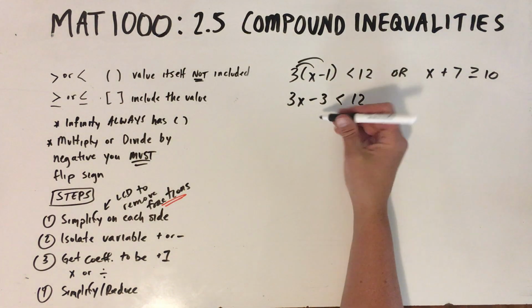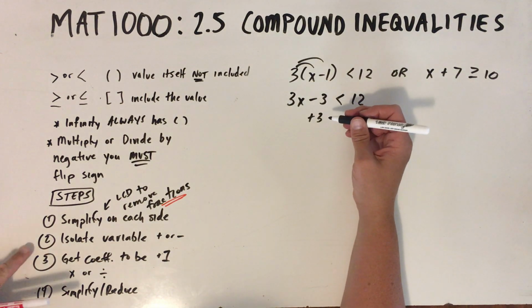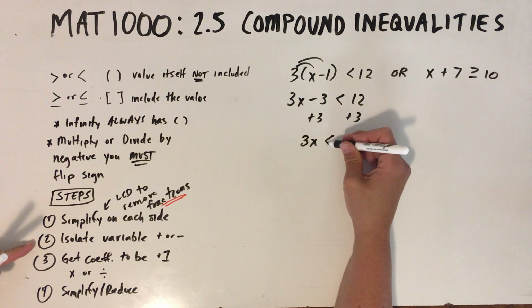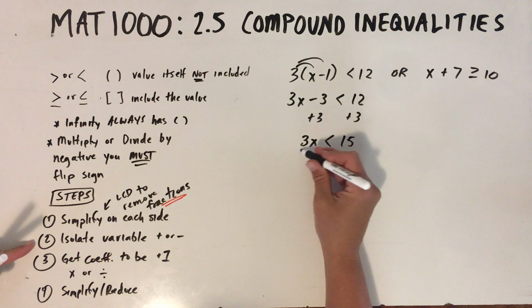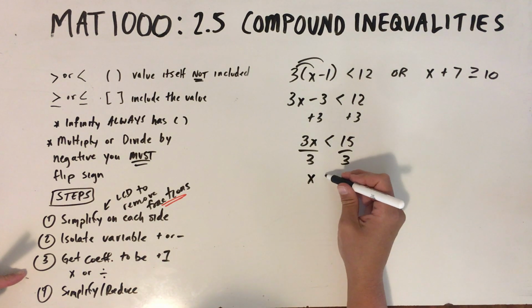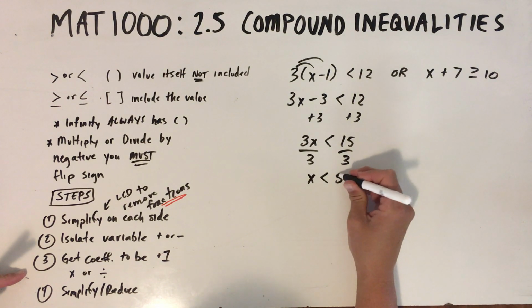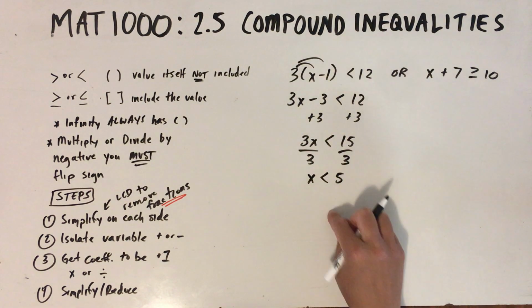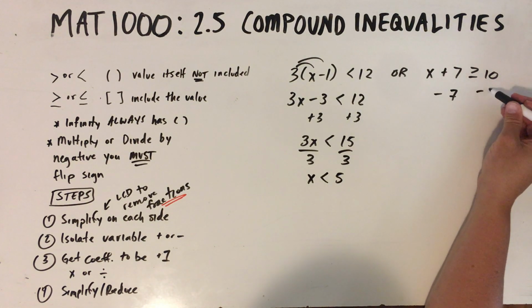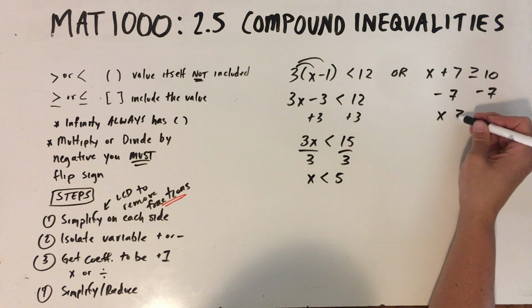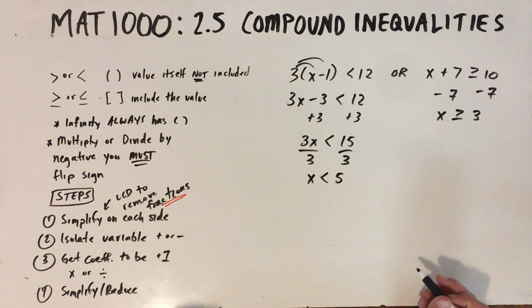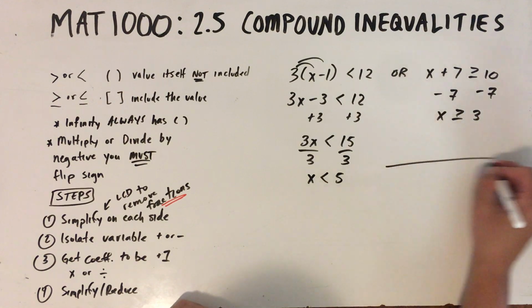Still can work with this one, so I'm going to get the 3 away from it by isolating the variable here in step 2. Then I am going to divide by 3 to get the coefficient to be 1, and I didn't divide by a negative, so I'm going to keep that sign. So the solution to this one is x is anything that is less than 5. Now this one I'm just going to subtract 7 and get that x is greater than or equal to 3. All right, so what would this look like on a number line?